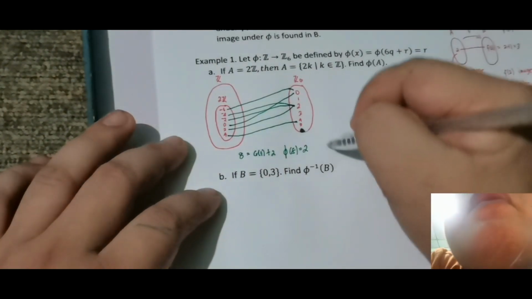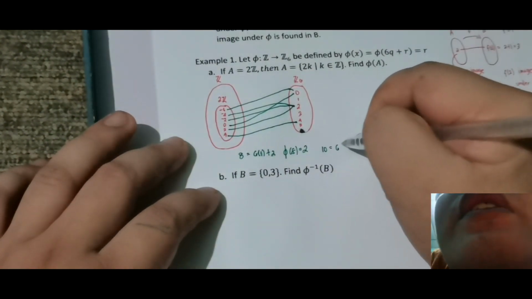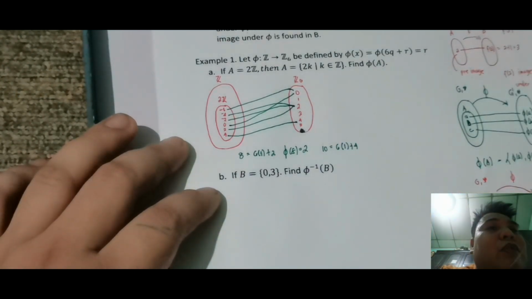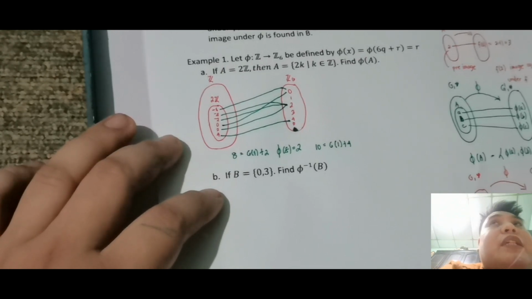Okay, kunyari si 10. Si 10 natin is just equal sa 6 times 1 plus 4. So, ano remainder? 4. Okay, so kunyari si 12. Si 12 ay 6 times 2 plus 0. So, ang remainder, 0.